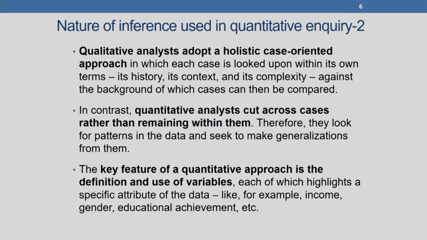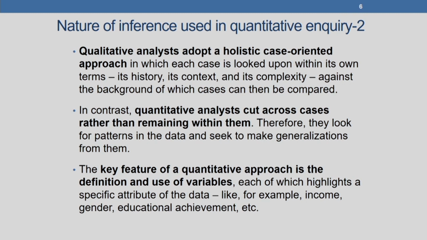Now, the difference between qualitative and quantitative analysis is that qualitative analysts mostly adopt a holistic, case-oriented approach in which each case is looked upon within its own terms, its history, its context and its complexity, against the background of which cases can then be compared. But quantitative analysts cut across rather than remain within these cases. Therefore, the distinctive feature of a variable, as the name implies, is that it varies across cases. Therefore, they look for patterns in the data and seek to make generalizations from them.